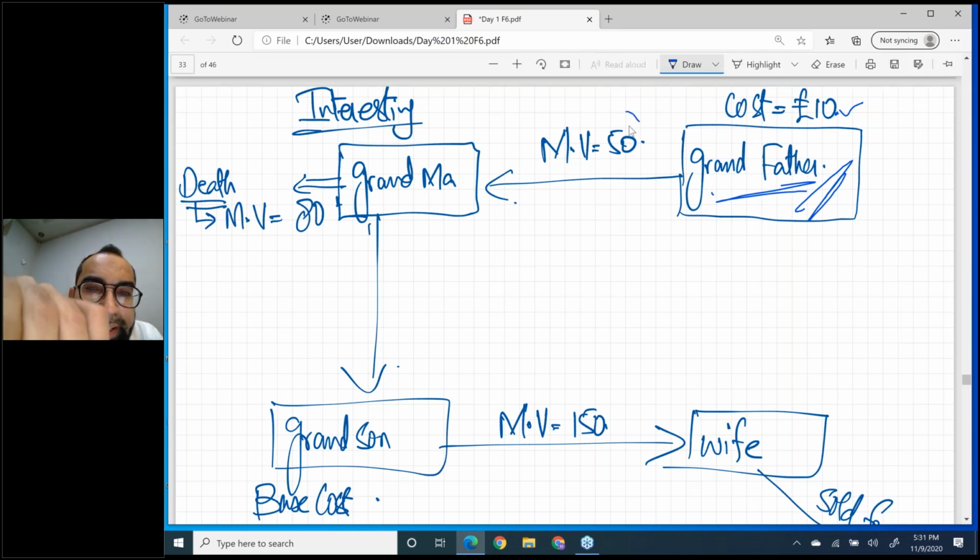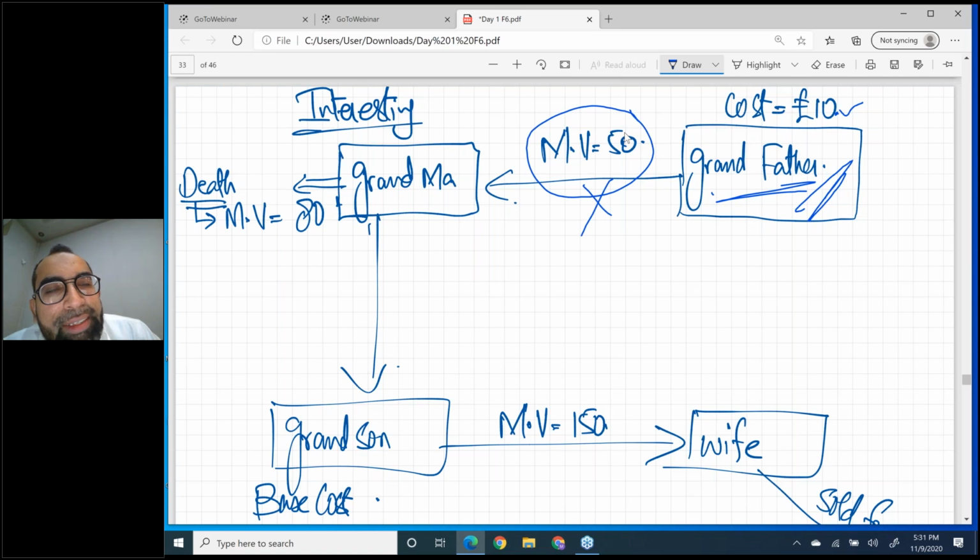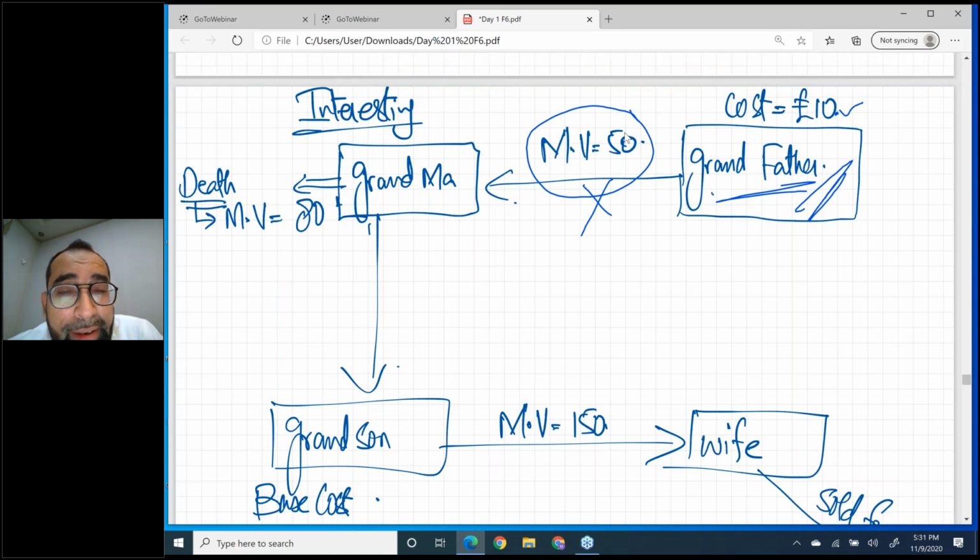At that date the market value was 50, so you just ignore it. Grandfather and grandma are husband and wife. Whenever there is a transaction between husband and wife, we just close our eyes and say: no gain, no loss, and the cost of grandfather will become the cost to grandma.